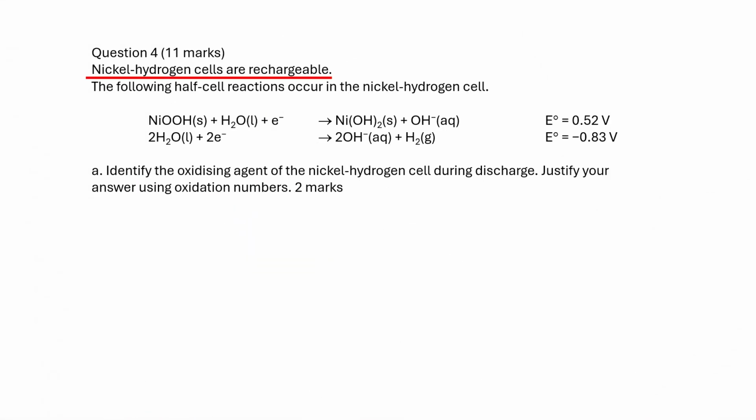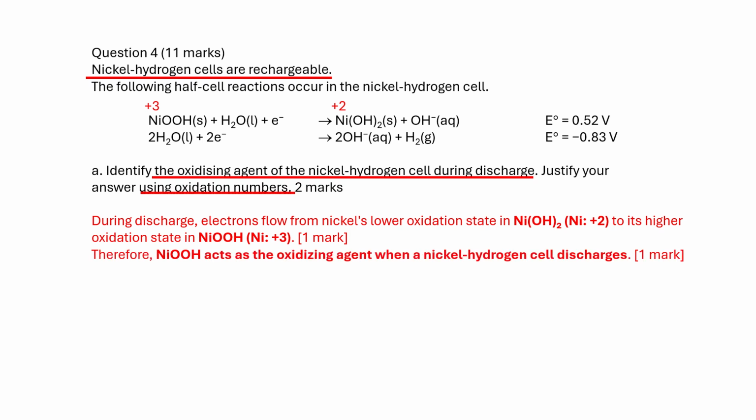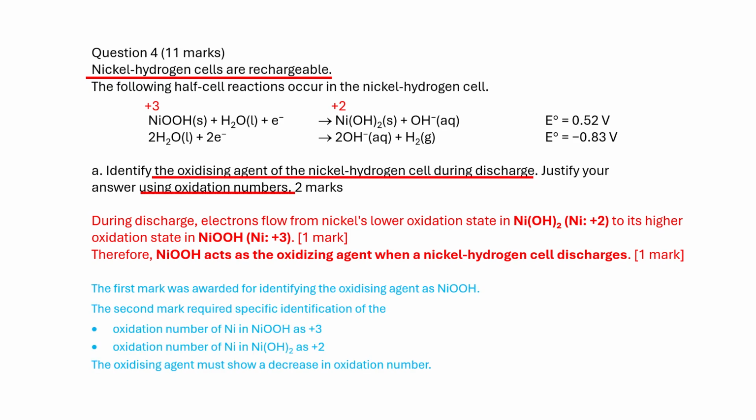Nickel-hydrogen cells are rechargeable. The oxidizing agent in a reaction can be identified by analyzing changes in oxidation numbers. During discharge, electrons flow from nickel's lower oxidation state in NiOH, Ni +2, to its higher oxidation state in NiOOH, Ni +3. Therefore, NiOOH acts as the oxidizing agent when a nickel-hydrogen cell discharges.